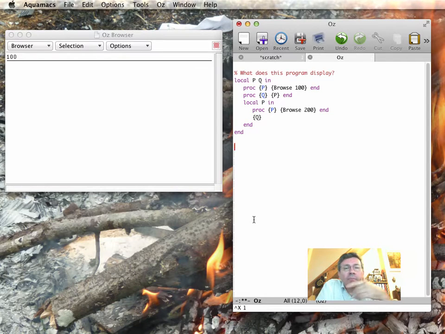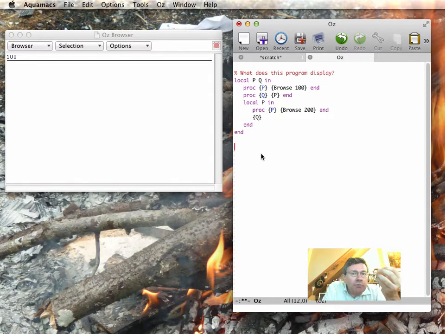Okay, so we know that executing this program displays 100 because the P inside of Q's definition refers to the first one. But there's still an important question that we have to answer. How does Q remember this P? Somehow the procedure Q has to remember that it's this P and not the other one. How does it remember it?